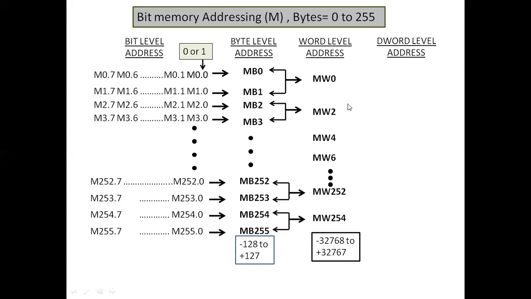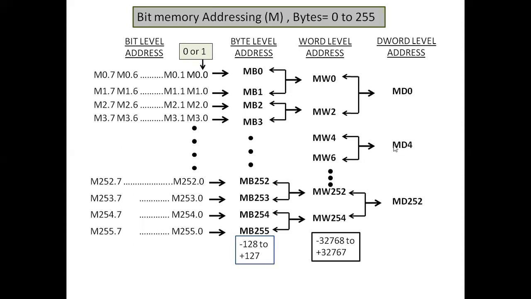I need to again increase the memory size by adding these two words. That means it becomes one double word. So MD0 will be having these two words, MW0 and MW2. It means it is having 4 bytes and total 32 bits in one double word.